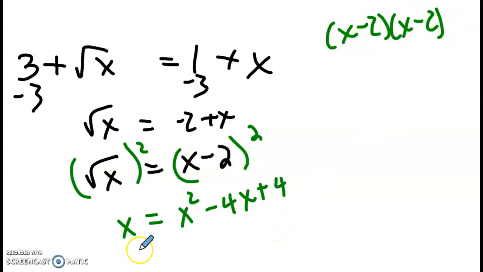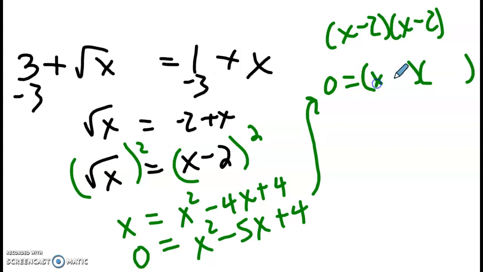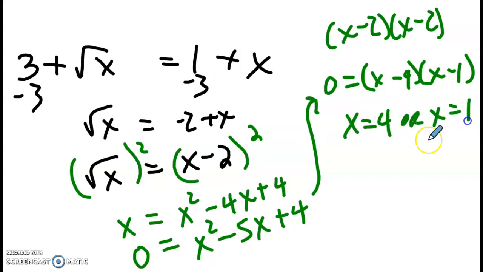I'm going to subtract x so that I have this equal to 0. So I get 0 equals x squared. I subtracted x from the negative 4x. Let's come up here. That factors into x minus 4, x minus 1. Okay, and I get x equals 4 or x equals 1.